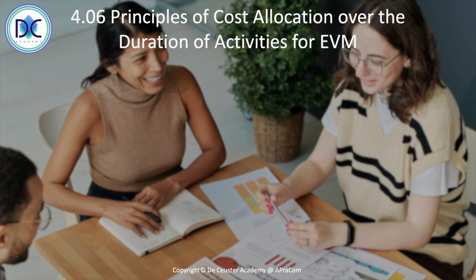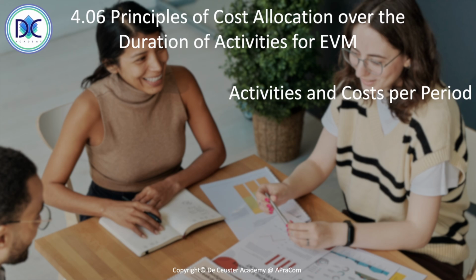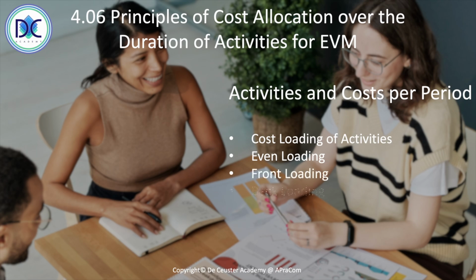Welcome again, and we're continuing with earned value management and cost allocation over the duration of activities. Here we're going to look at the activities and the cost per period that we allocate to them. First of all, we're going to look at the different ways of cost loading of activities. We will be looking at even loading, front loading, back loading, and custom loading. And these are the different ways, the principles, to allocate costs to activities.